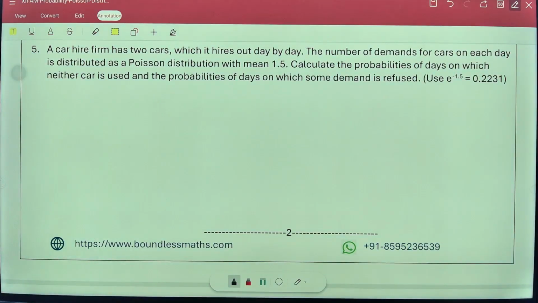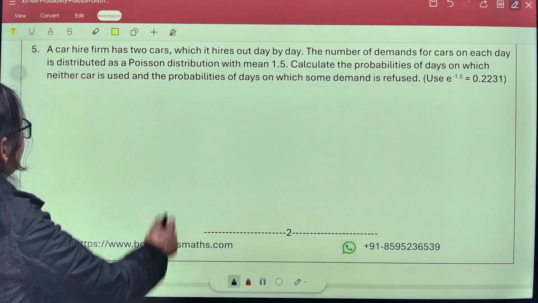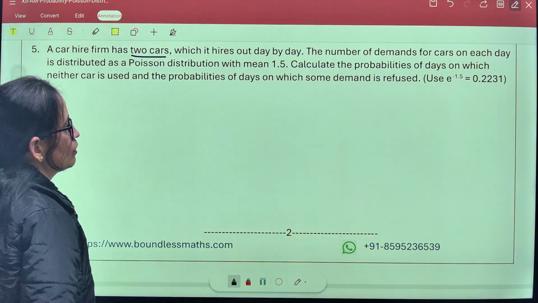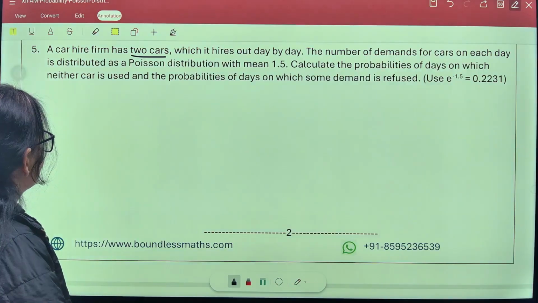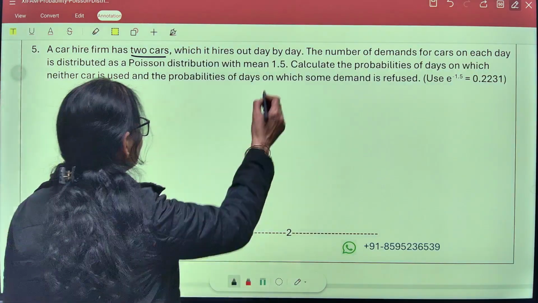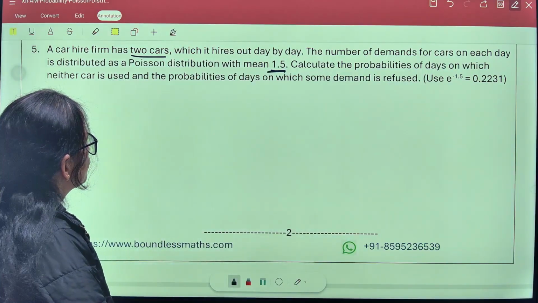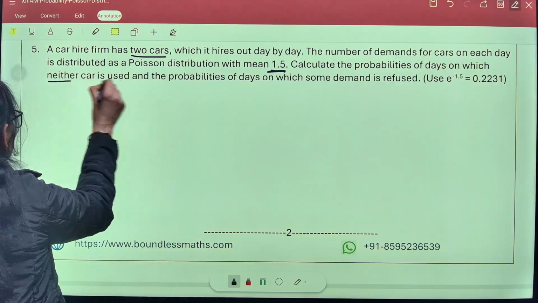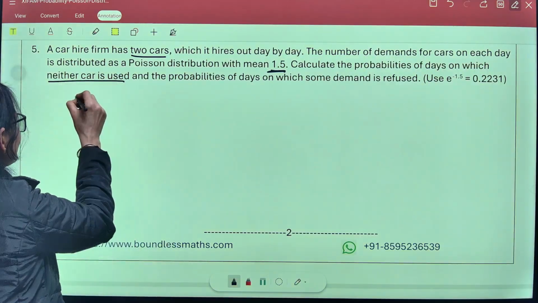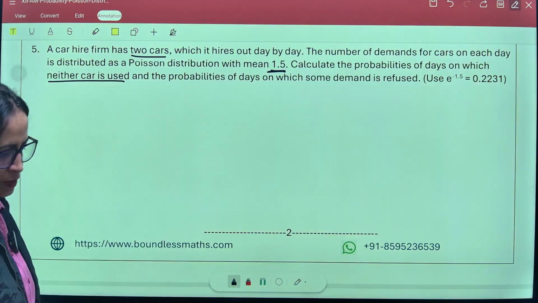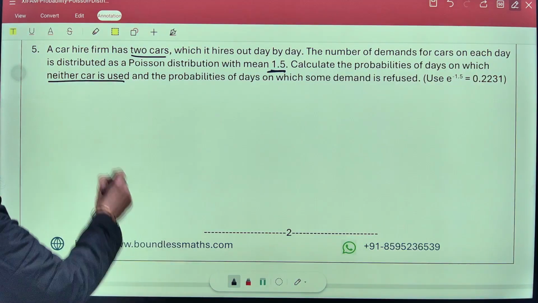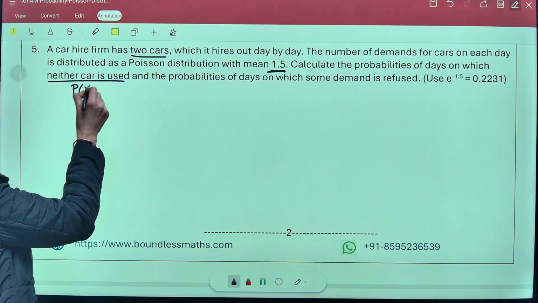A car hire firm has 2 cars which it hires out day by day. The number of demands for cars on each day is distributed as a Poisson distribution with mean as 1.5. So you are directly given the mean here. Calculate the probabilities of days on which neither car is used. Neither car is used means there is no request coming in. So that means you need to find the probability of x being equal to 0.